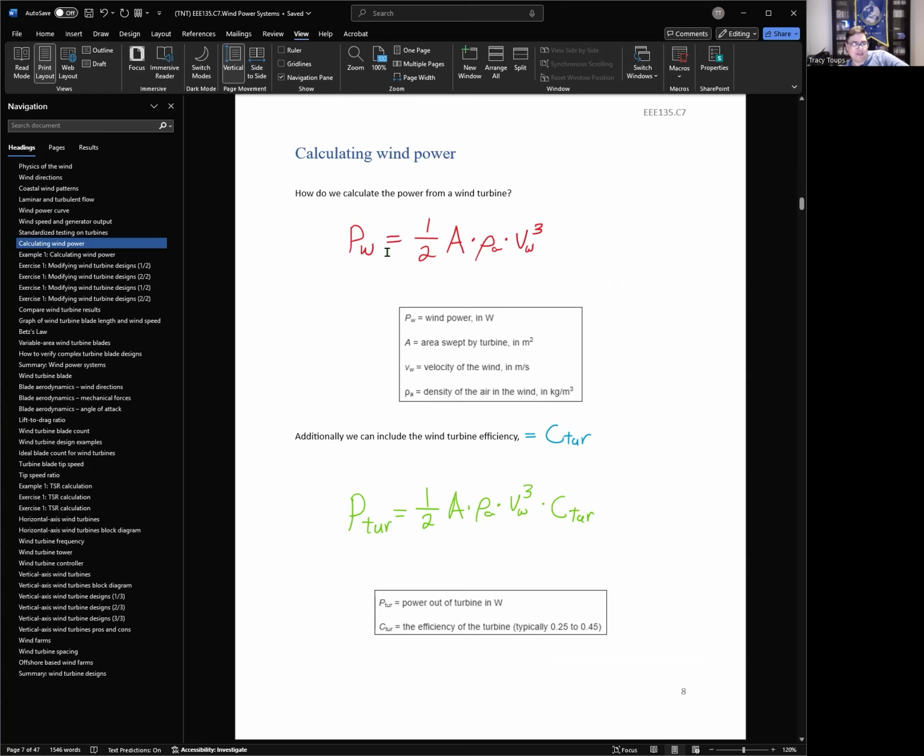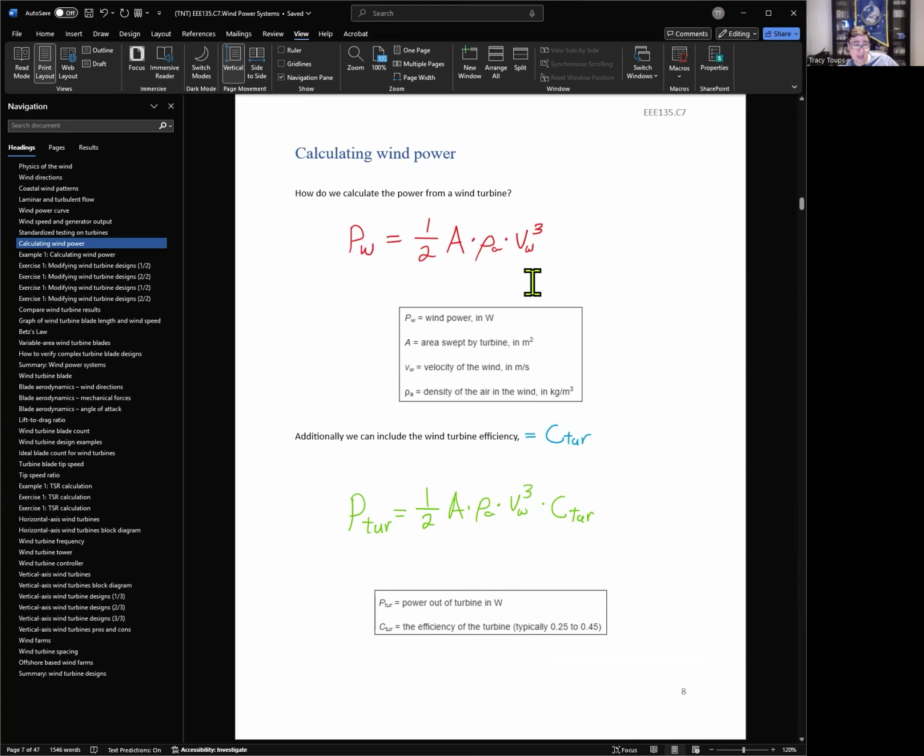The power of the wind is equal to 1/2 of the area that the blade sweeps, the whole area, multiplied by the air density of the wind, and then multiplied by the velocity of the wind cubed. The speed of the wind makes a huge difference because it's a cubic function. This is the total power you could get from the wind itself in the area that the blade sweeps.